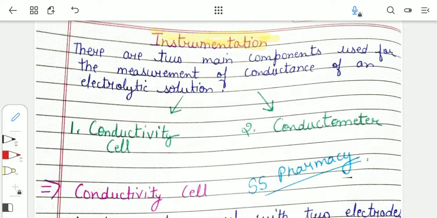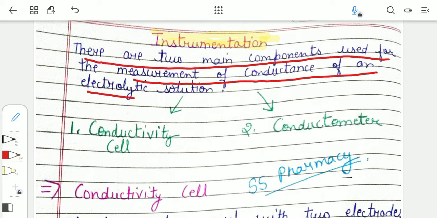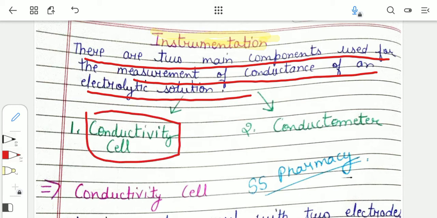In this video we are going to talk about the instruments which are used to measure the conductance of an electrolytic solution. So now let us begin. There are two main components which are used for the measurement of the conductance of an electrolytic solution. The very first one is a conductivity cell and the next one is a conductometer, and about these two components we are going to discuss in detail in this video. Firstly, let us begin with the conductivity cell.